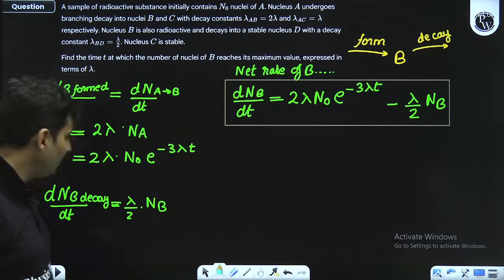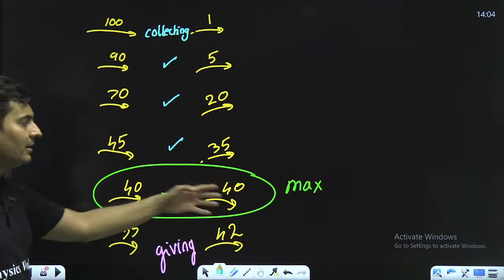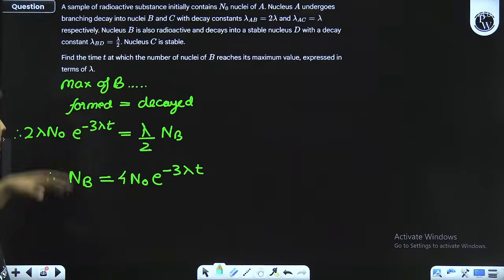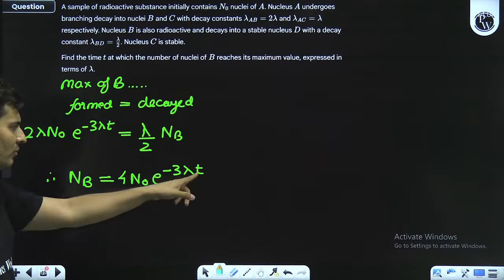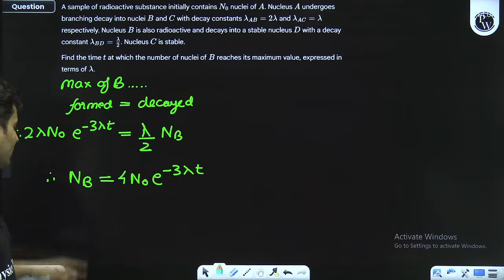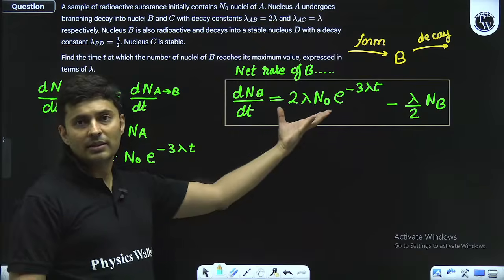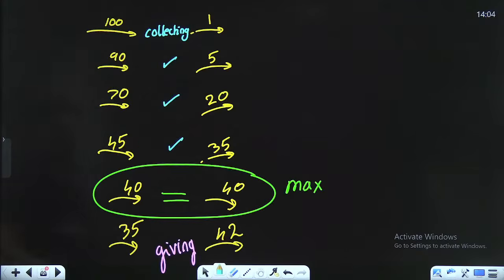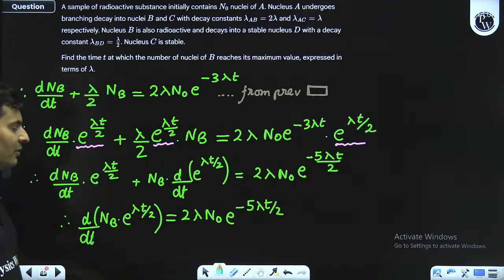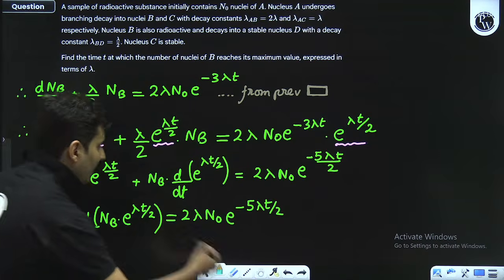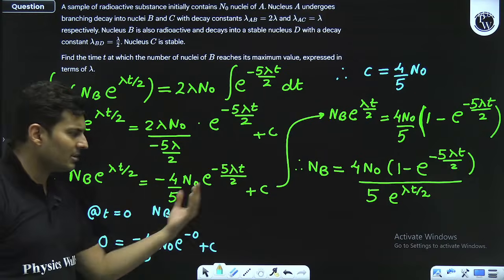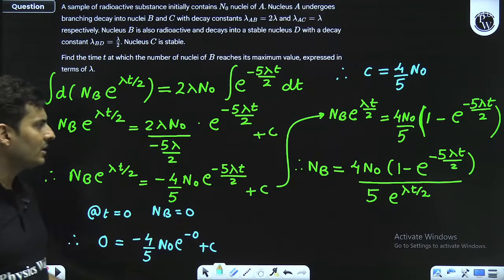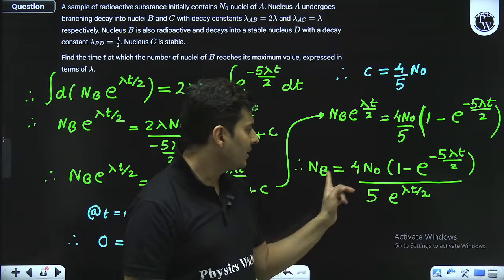Then I went to the maxima rule, that when it is maximum, the decay rate and forming rate will be equal. So I did that. I got one simple equation, but the only problem was that to find time I needed this, which caused a lot of trouble. So I had to take this governing equation and get it into a beautiful integrable form using the UV rule and all of that. Finally, when you get it into that integrable form, you do the integration. I did not put limits because it was easy to find the constant. Put the initial constant and you get the value of NB.